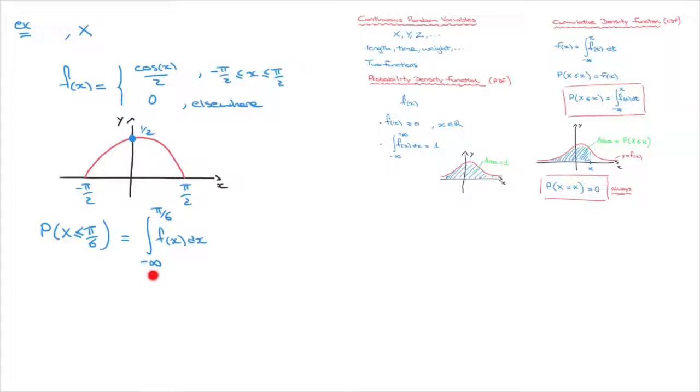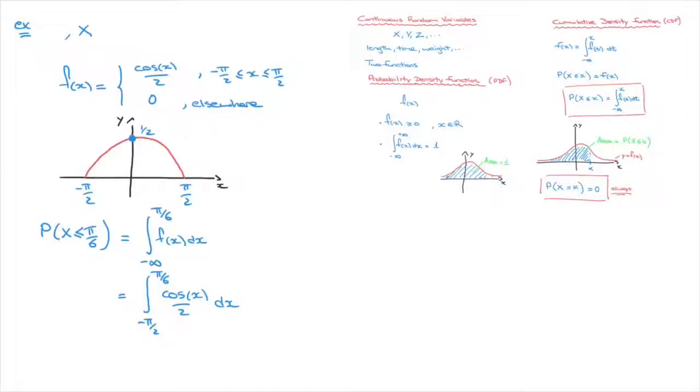Consequently, the lower limit of this integral will change, and we can write this integral as follows. We can state that this equals the definite integral from negative pi over 2 up to pi over 6 of cosine of x over 2. And this definitely makes life easier. We no longer have negative infinity as a lower limit on our integral. We have negative pi over 2. And remember, the reason behind this is that f of x equals 0 for all real numbers between negative infinity up to negative pi over 2.